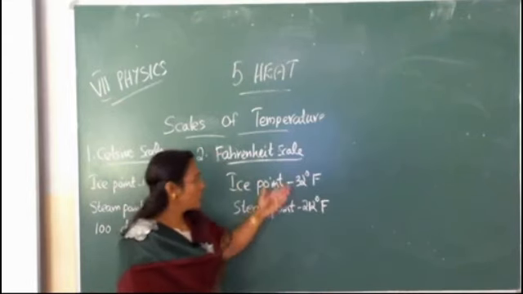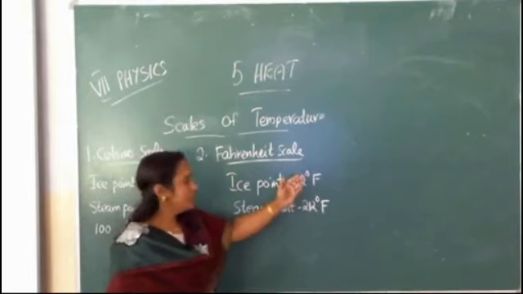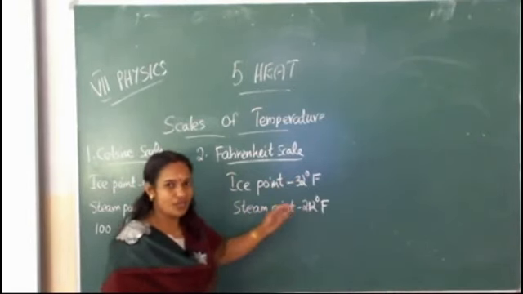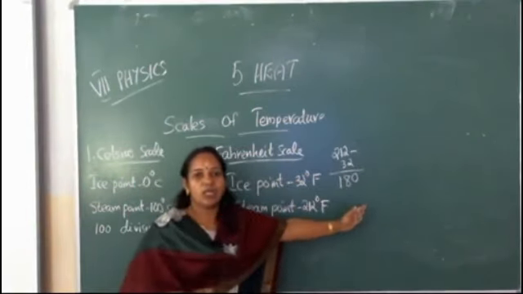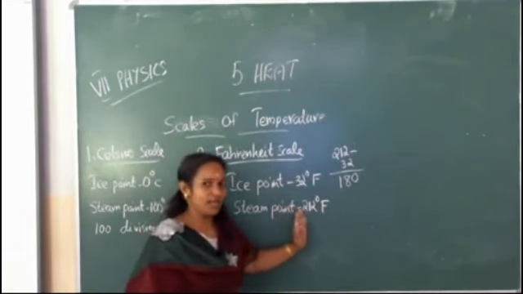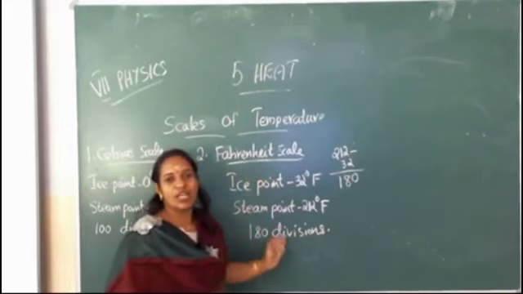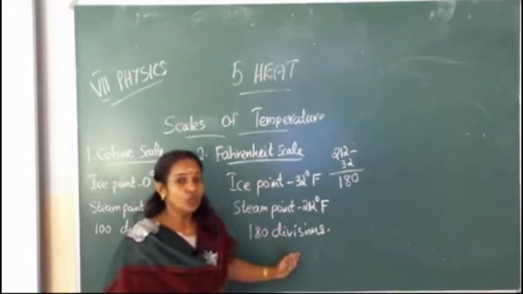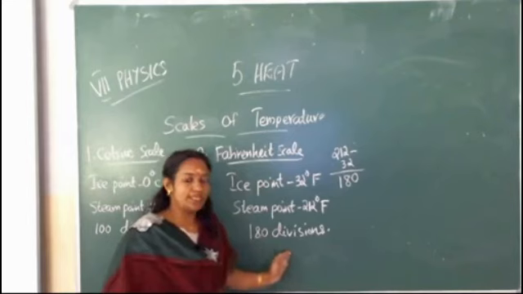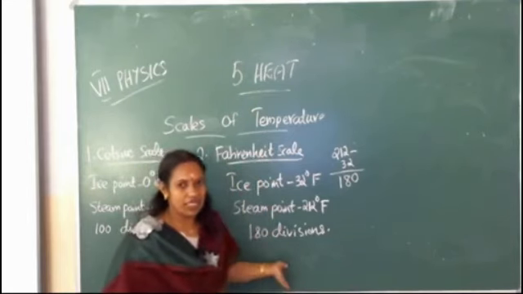So how many divisions will be here? Just we can subtract 32 from 212. So we will get 180. There are 180 equal divisions in Fahrenheit scale. One more point, Fahrenheit scale is normally used in clinical purposes. That is, for medical purposes we are using Fahrenheit scale.